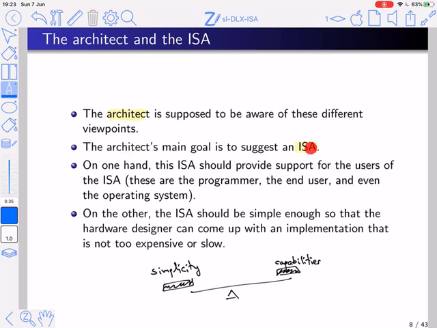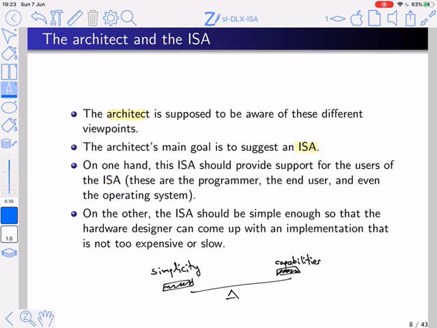The ISA should provide support for the users of the ISA. Who's the user of the ISA? Well, these are the programmer, the end user, and even the operating system. All of them are users of the ISA.